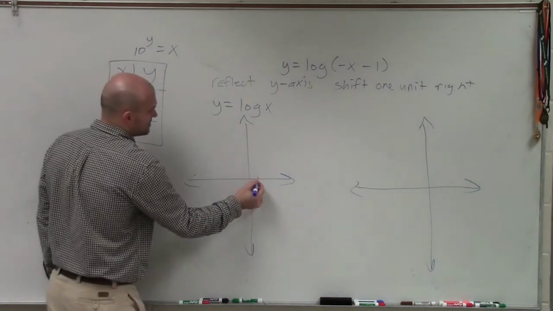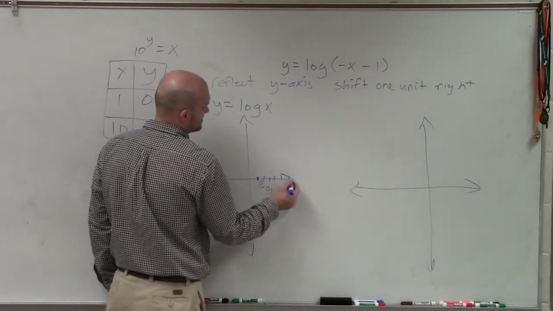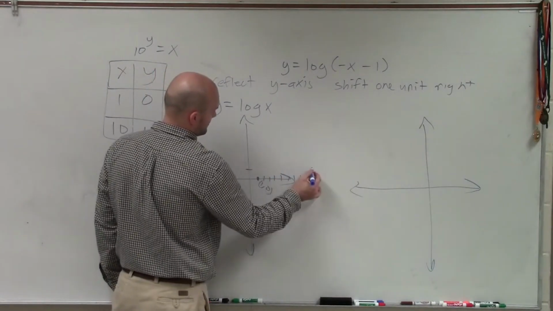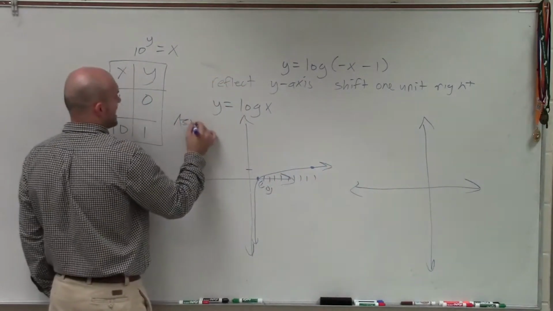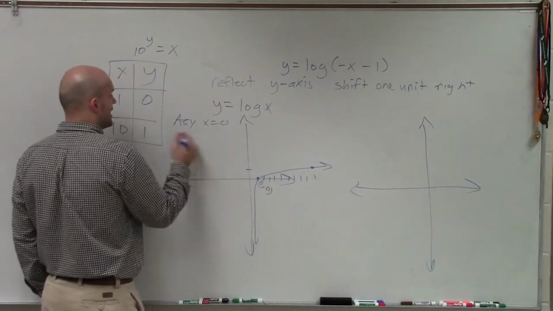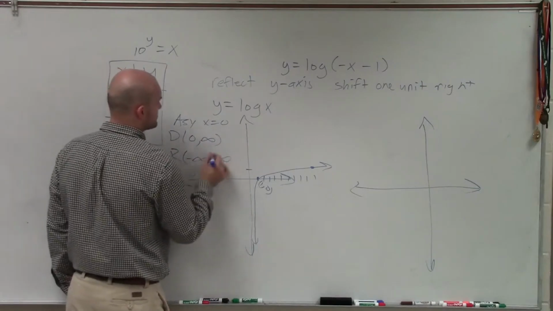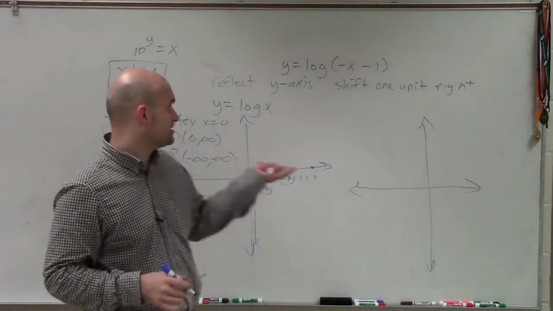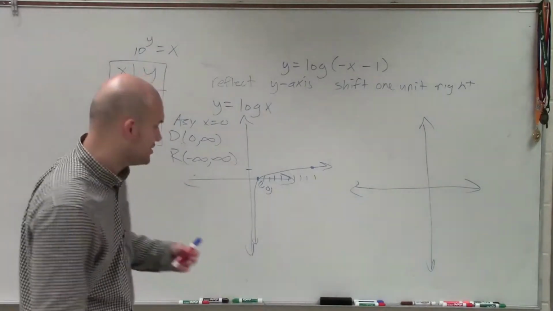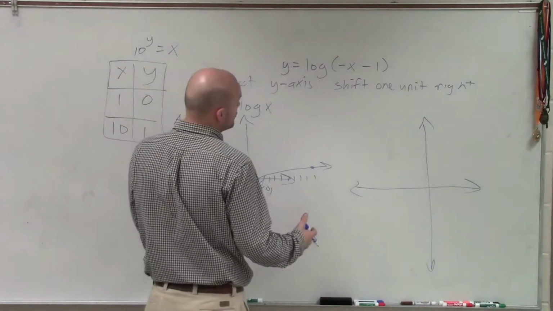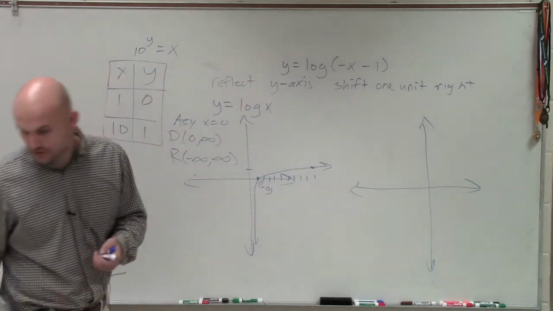So I can plot my 2 points at (1, 0), and then at (10, 1). So 1, 2, 3, 4, 5, 6, 7, 8, 9, 10, up 1. So therefore, my graph's going to look something like this. And in there, I know that I have an asymptote at x equals 0. I have a domain that goes from 0 to infinity. And I have a range that goes from negative infinity to infinity. All right? So now what I need to do is apply these transformations. And what the transformations are going to tell us to do is to shift the graph 1 unit to the left, and then what we're going to do is reflect.